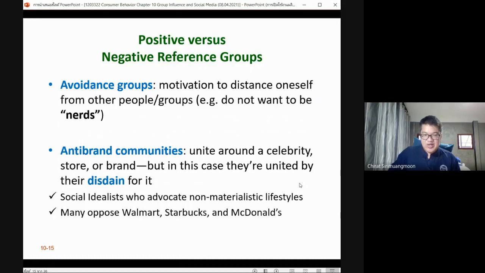Sometimes we can have social idealists who advocate a non-materialistic lifestyle. This group of people tends to ban products that are materialistic or from famous big companies like Walmart, Starbucks, or McDonald's, and supports local vendors. In Thailand, we have also had this situation, but it didn't quite work. We had this situation with Charoen Pokphand products. Maybe I forgot the year, but it did happen.